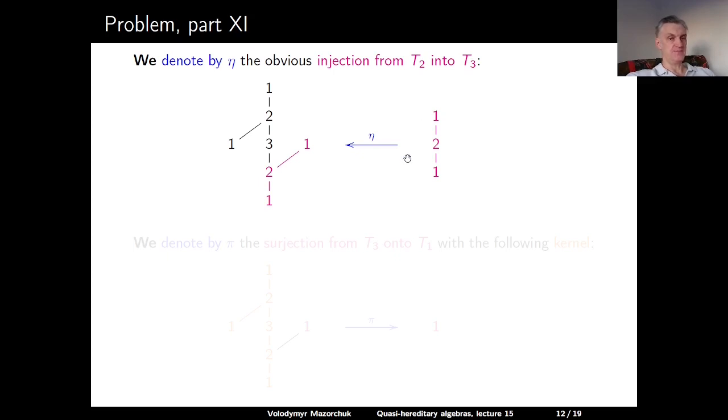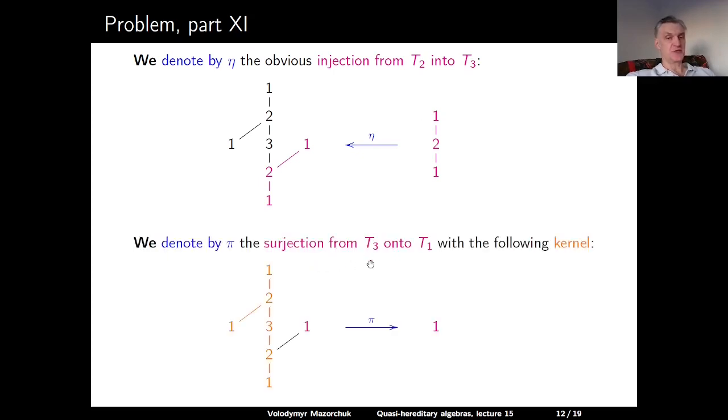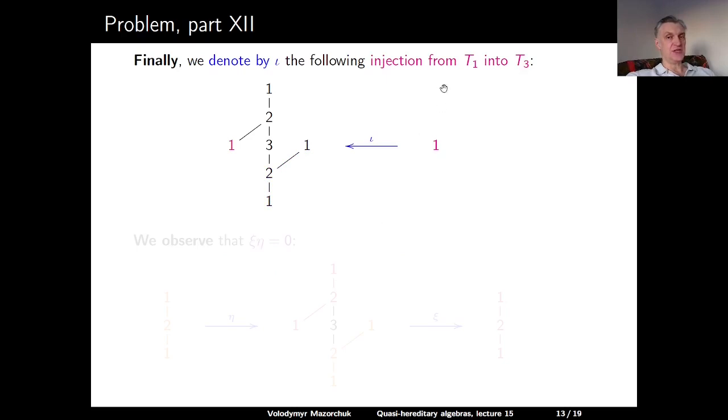We call this eta. So we have a surjection from T3 onto T1, which we call pi, which takes this top component of T3 and maps it onto T1, and the rest is in the kernel. And we have an injection from T1 into T3, which we call iota, which takes T1 and embeds it into this socle component of T3.